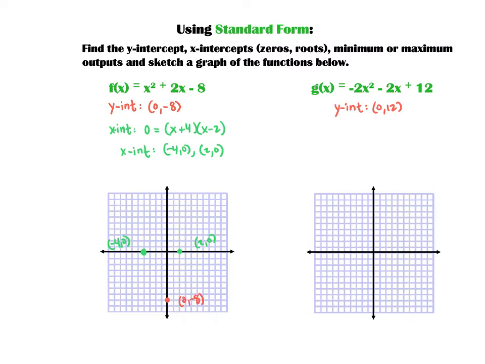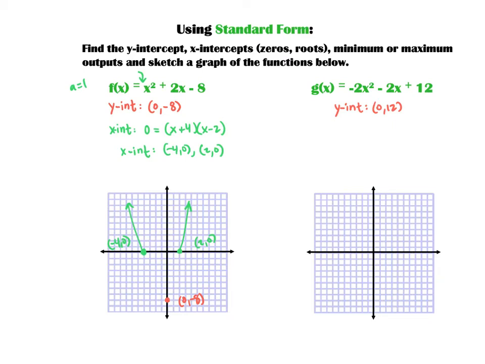So where would my minimum value be here? Because A is positive, A is equal to 1, my graph is going to open upward. Okay, where would my minimum value be? Well, it'd be halfway between my x-intercepts.